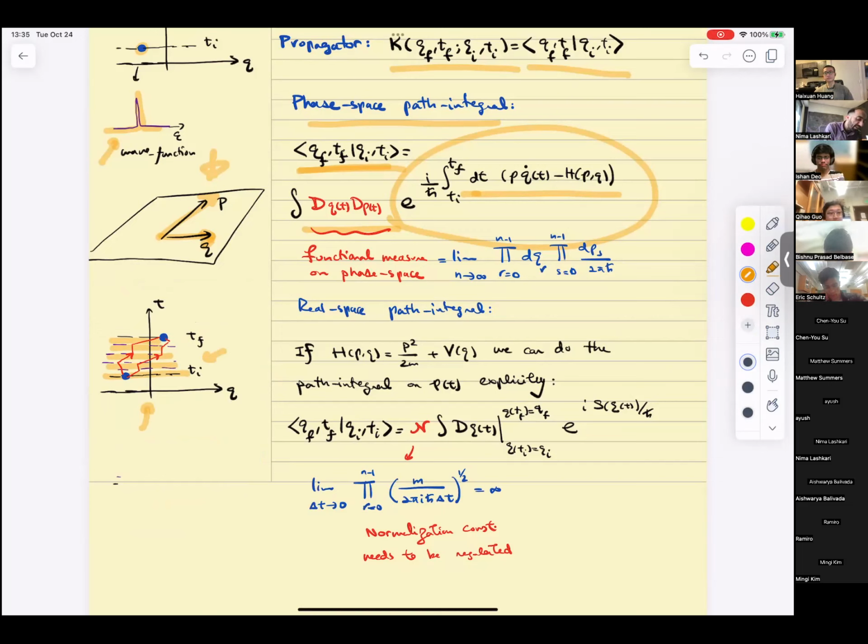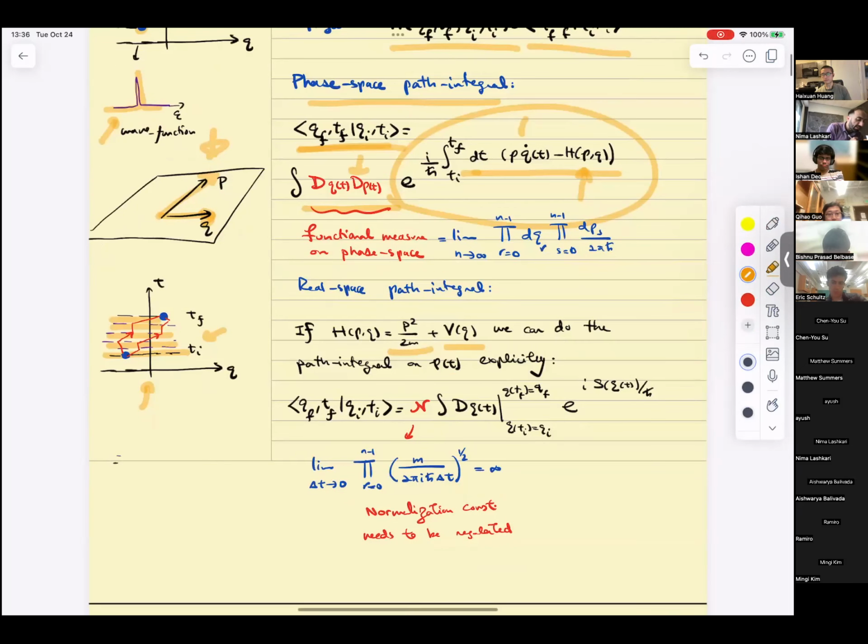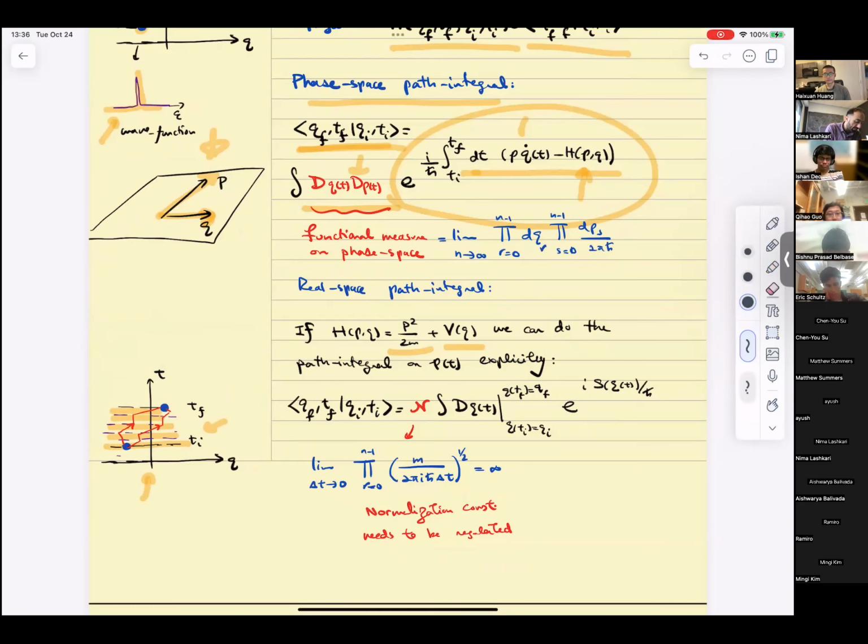We said that in the case where your Hamiltonian is just p squared over 2m plus some V of q, which means that your interactions are only a function of location, space, and not momenta, then you could perform the momentum path integral, the functional integral, explicitly, and you end up with this picture I was advocating down here. So this picture becomes exact.